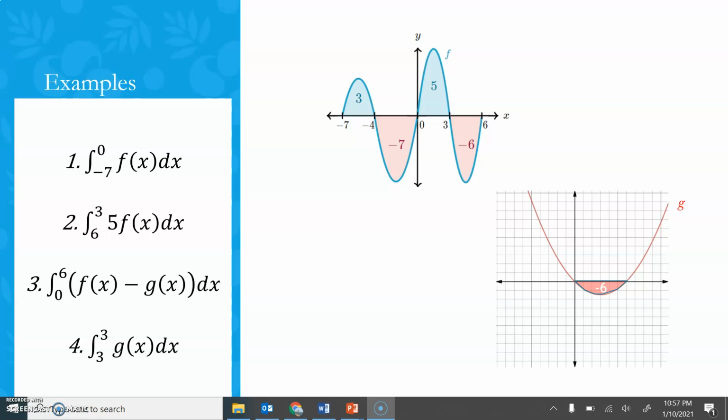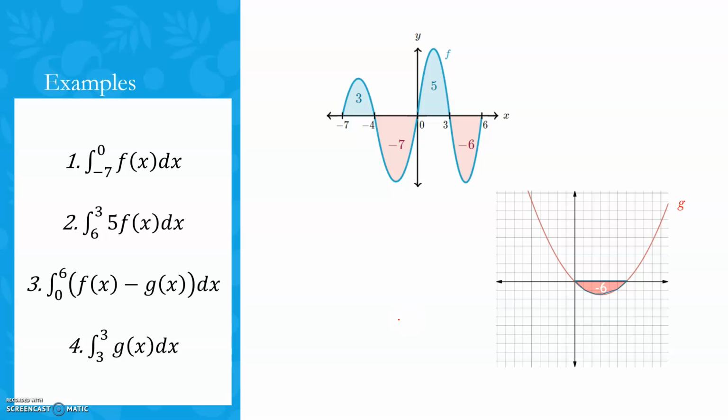All right, here are some examples of these kinds of problems. I have a function f and I'm telling you the integrals over certain intervals of f, and I want to know the integral from -7 to 0. Well, I know that the integral from -7 to -4 of f of x is 3, and I know the integral from -4 to 0 of f of x dx equals -7, so then I know that this integral from -7 to 0 would be -4.